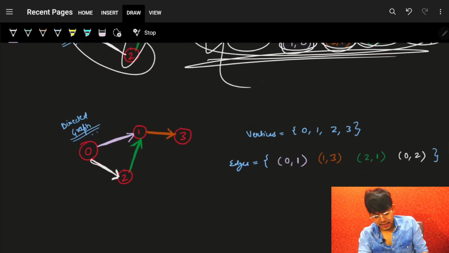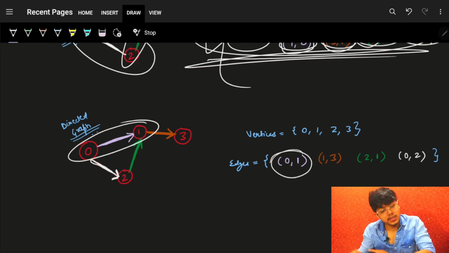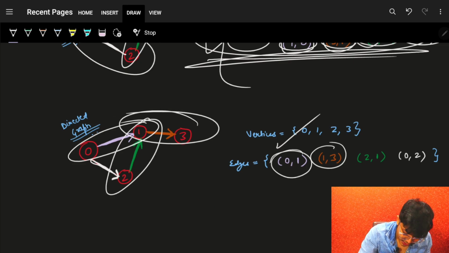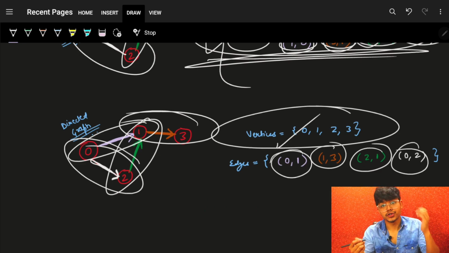While in the case of a directed graph, it's just that one direction will be there. 0 to 1 is there, not 1 to 0. So I only have 0 to 1. I only have 1 to 3. I only have 2 to 1. I only have 0 to 2. And the vertices are for sure there.